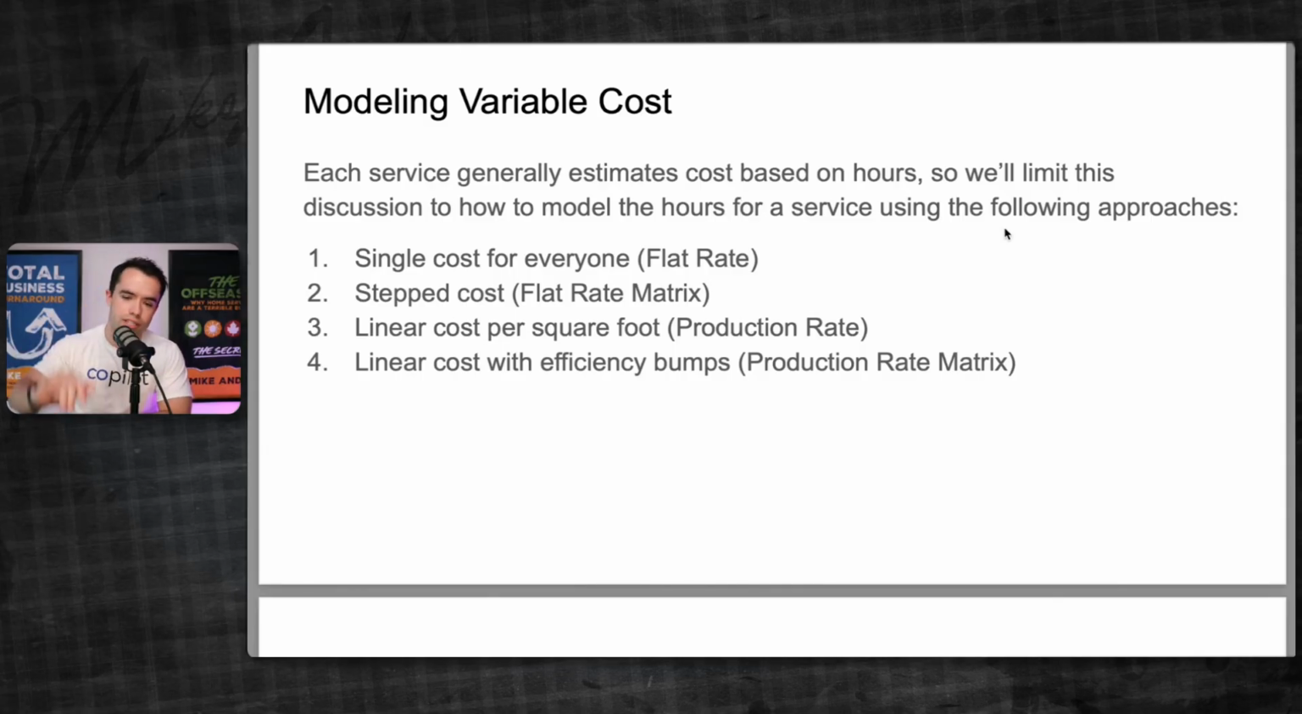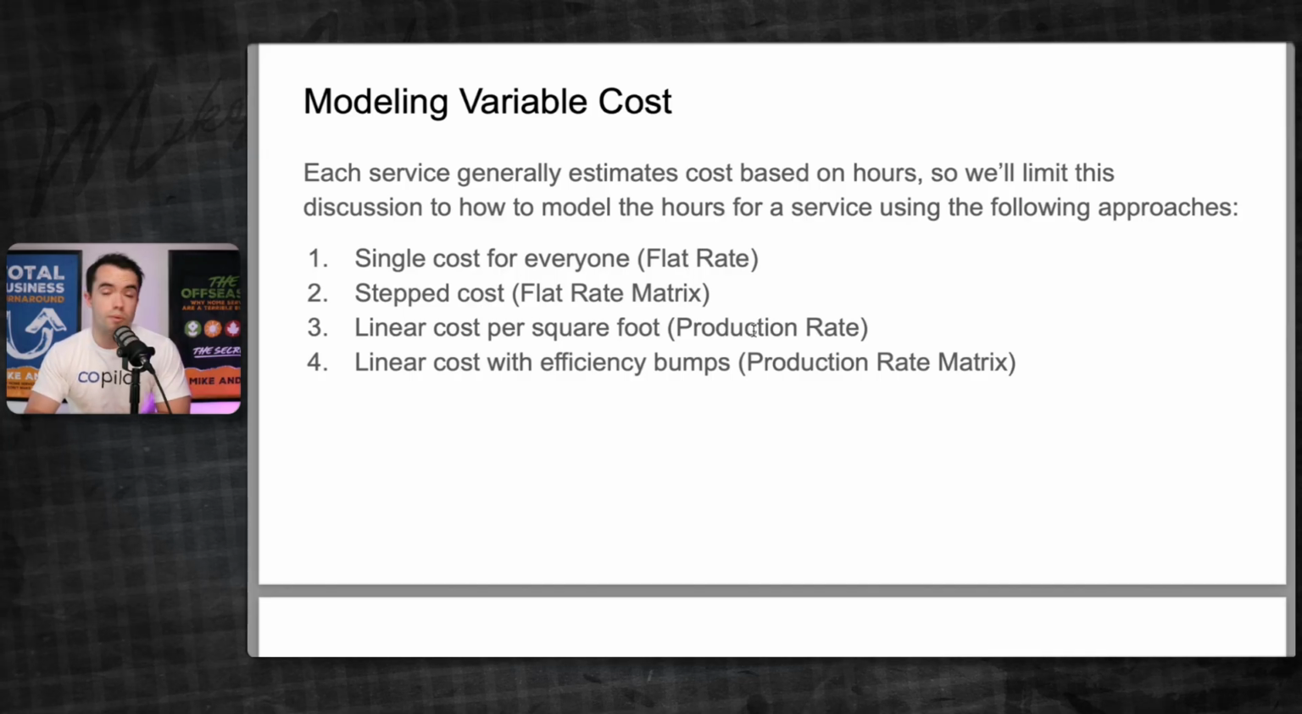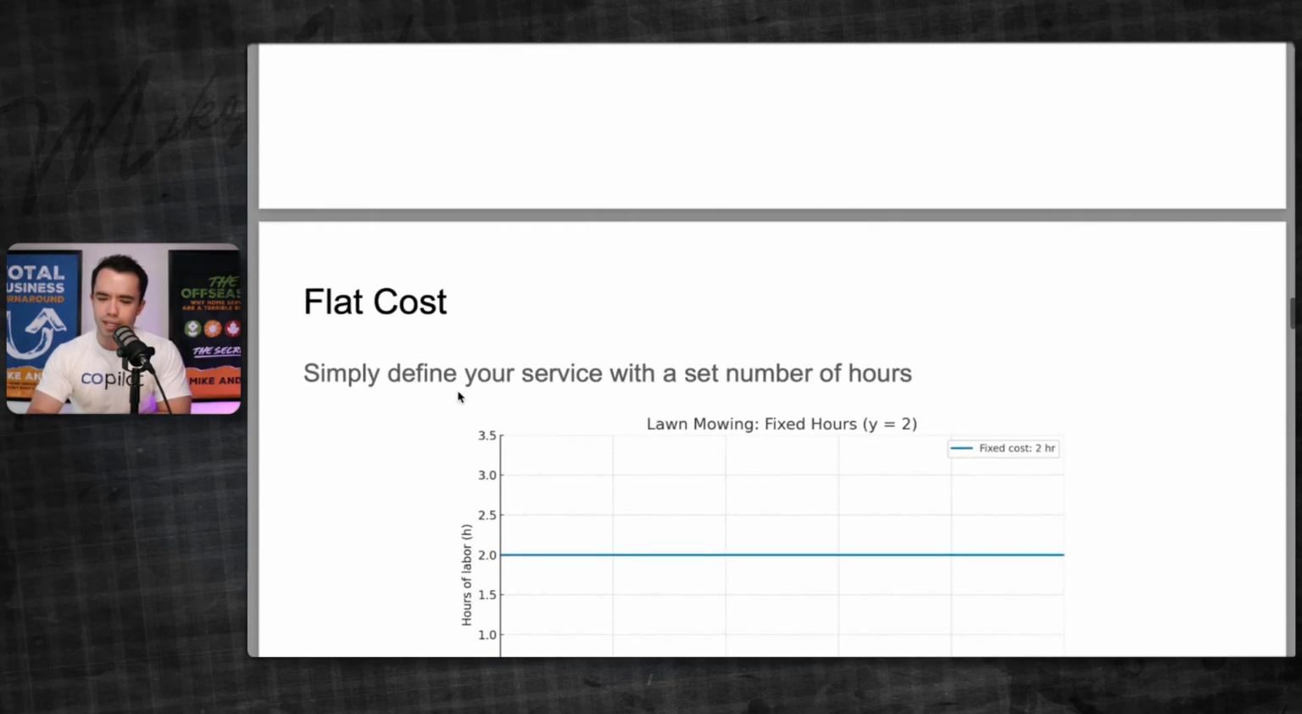These are the 4 approaches I talked about before. Single cost for everyone, this is what we call flat rate. Stepped cost, flat rate matrix. Linear cost per square foot, our production rate. And then linear cost with efficiency bumps, production rate matrix, all right? So it seems very complicated. I'll break it down, it'll be really simple.